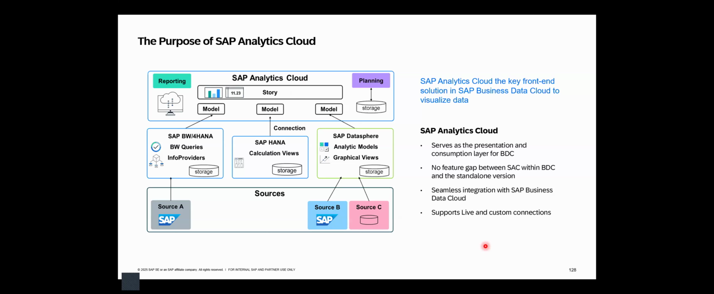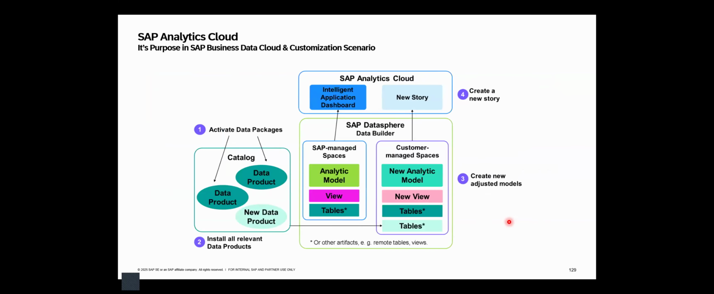It supports live and custom connections. In the context of BDC, the new content from SAP managed intelligent applications uses an SAP managed additional live connection that links the SAP Datasphere component and SAP Analytics Cloud. You can, of course, also create additional connections to access your custom models in SAP Datasphere and then create new models, new stories, and planning scenarios in SAP Analytics Cloud. So that was the purpose of SAC in BDC.